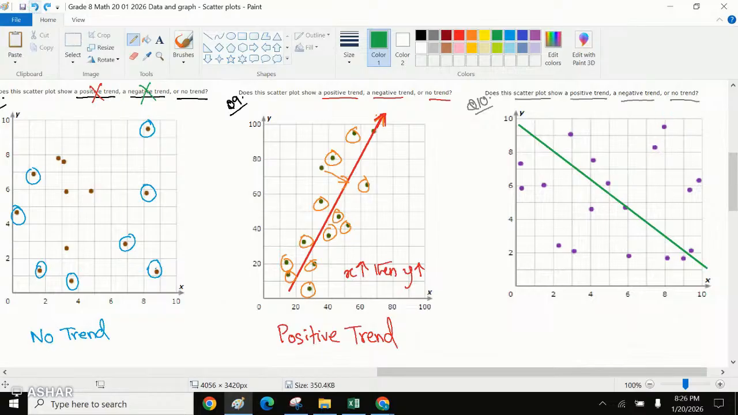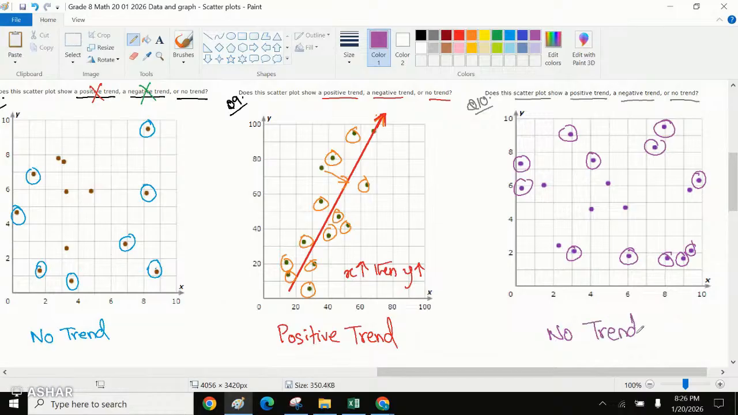Since the points are randomly placed, there is no particular pattern in it. So when there is no pattern, what do we say? There is no trend. We cannot tell whether X is increasing and Y is increasing. What is the impact of the variable X on variable Y? They both are individuals, right?